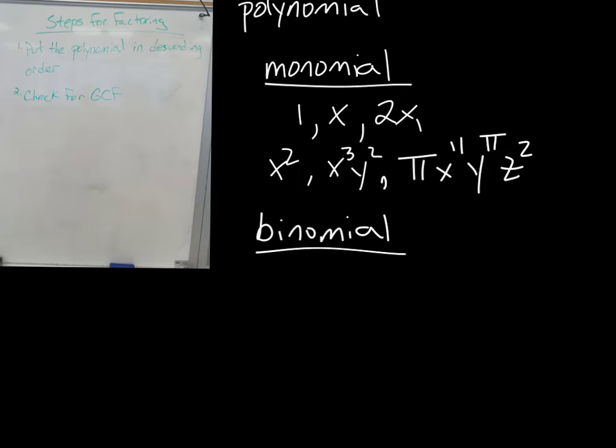1x times 2y. I thought we needed a plus or a minus. What's happening? 1x plus 2y. All right, that's okay. That's a decent one. x plus 2y, that's a binomial. Give me another binomial.